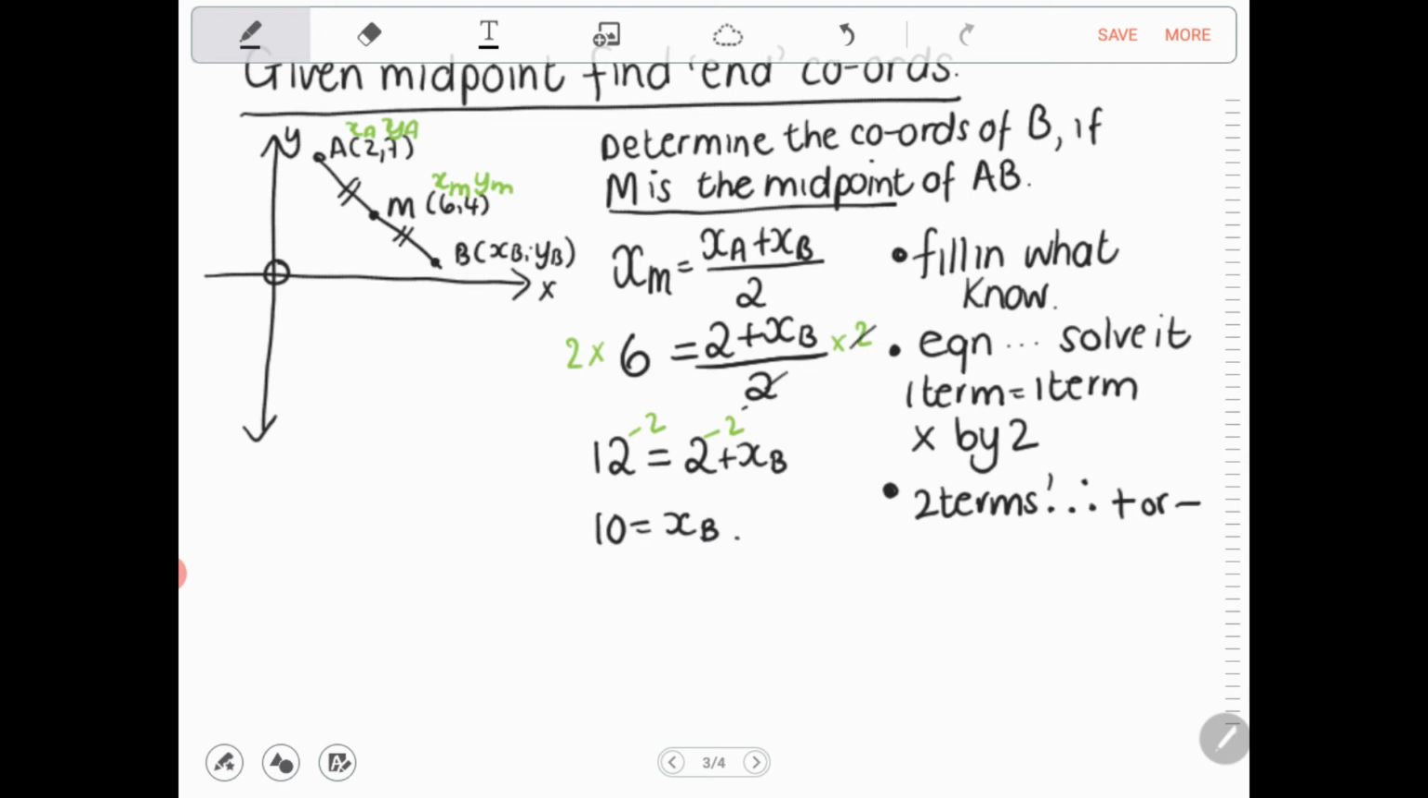Right, and then you do the same with the y's. So we would start with the y at the midpoint is the y at A plus the y at B divided by 2. What do we know? Well, we know that the y at M is 4. The y at A is 7. We don't know the y at B, and we're dividing it by 2. Now this is exactly the same. So we filled in what we know. We've got an equation, so we're going to solve it. So we're going to times both sides by 2.